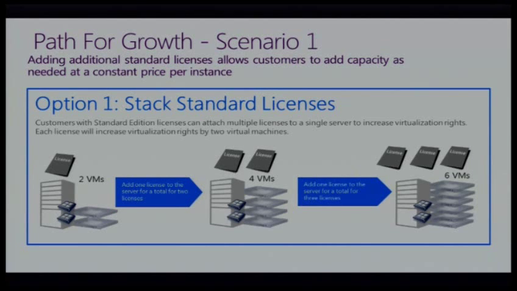Now let's take a look at the options that are available to customers who need to closely manage their growth. Customers can increase or grow their virtualization instances in 2 ways. For those customers that want to have a lightly virtualized environment, they can choose to assign multiple Standard Edition licenses to a single server, often referred to as stacking licenses. With each standard license they assign to a server, a customer will be able to increase their virtualization rights by 2. This ensures a constant price per instance and controlled, budgeted growth.